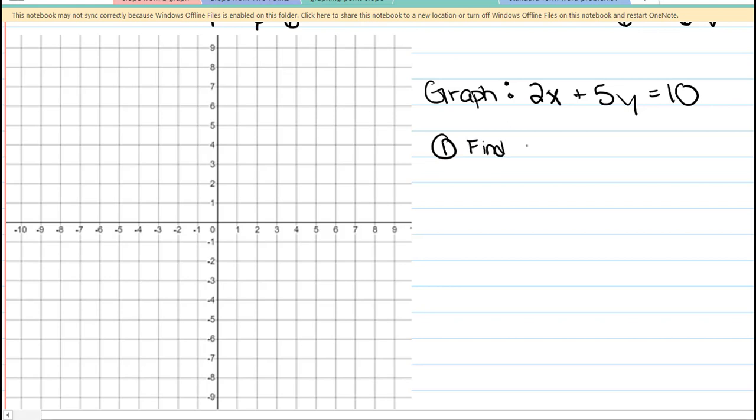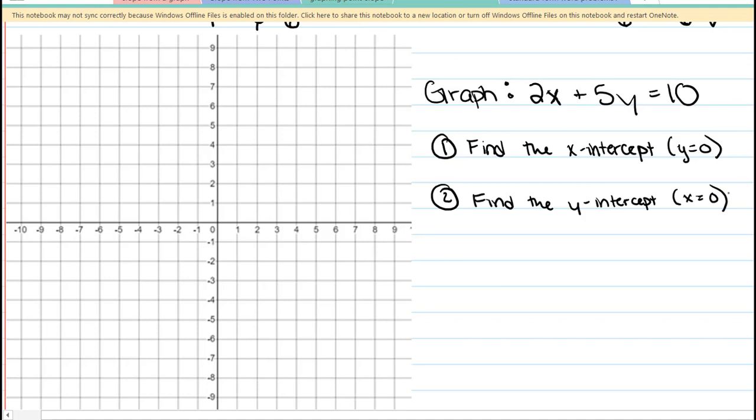We can do this in an order. First, find the x-intercept. That is when the y value is 0. Then find the y-intercept. That is when x is 0. And then plot those 2 points and connect them. Okay, so let's do that with this.